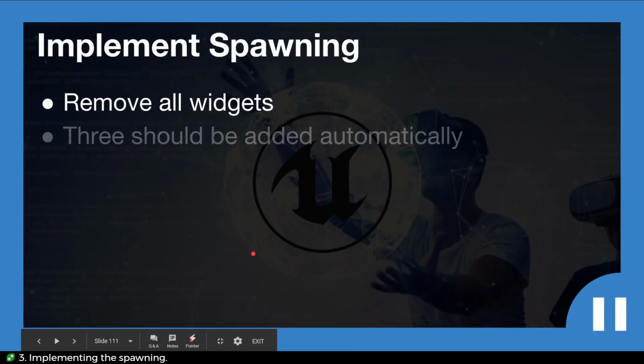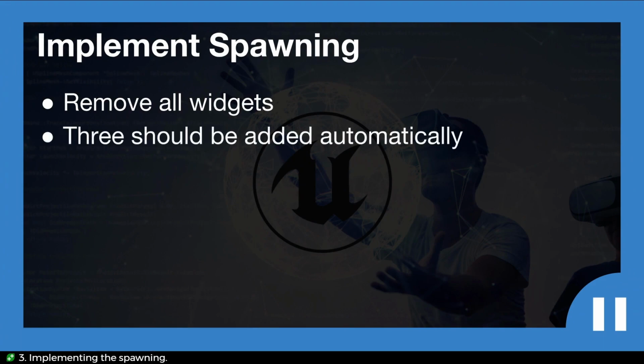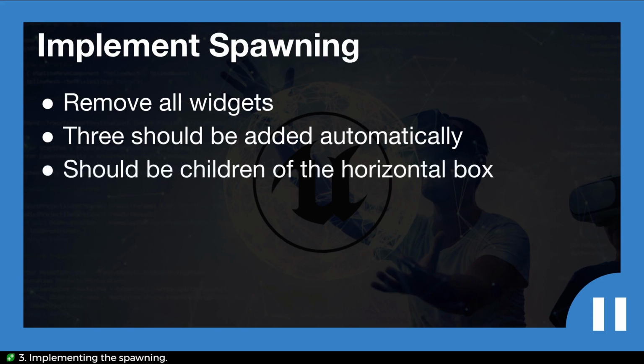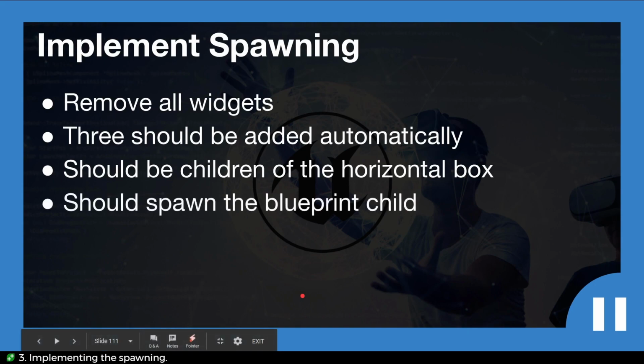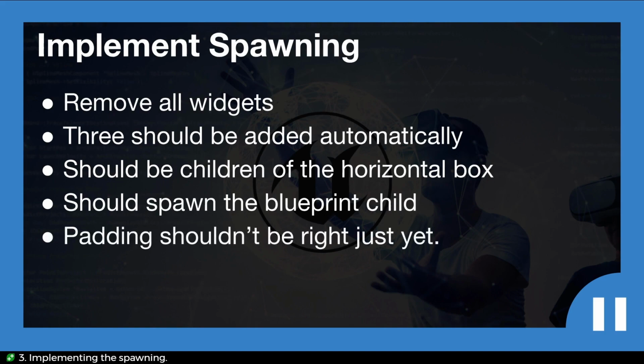Now, once you've done that, 3 should be added automatically because of that code that we've temporarily put in the painting picker. Then there should be children, they should be made children of the horizontal box, so they look like what we already had there. They should also spawn the blueprint child, not just the C++, but you should be able to communicate with the C++ interface. And padding shouldn't be right just yet. We're going to figure out padding in the next lecture because you need to know something you don't quite know yet. So let's go ahead and have a go at this challenge.